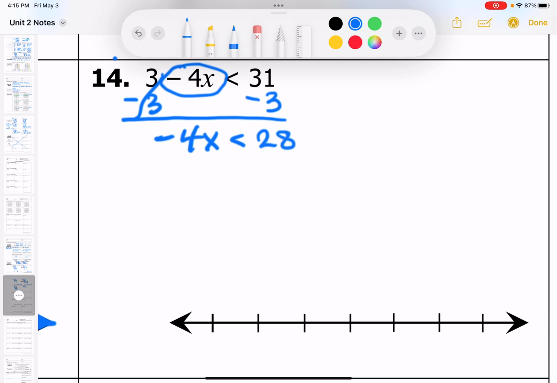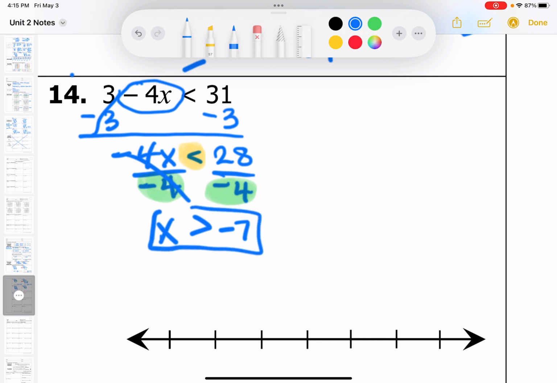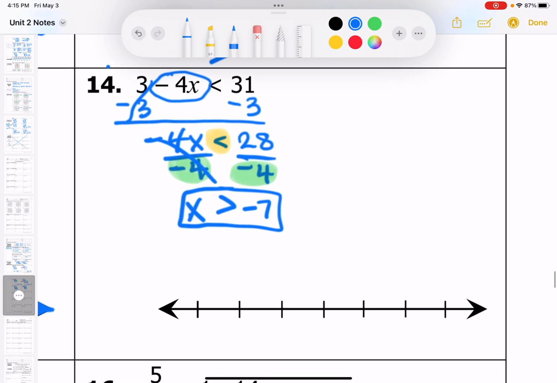Okay, now to get x by itself, I'm going to divide both sides by a negative 4. I'm dividing by a negative number, so my inequality sign is going to flip to greater than. So it's going to be x is greater than negative 7. So I'm going to put negative 7 in the middle of my number line. I'm going to use an open circle because it's greater than, and I'm going to shade to the right.